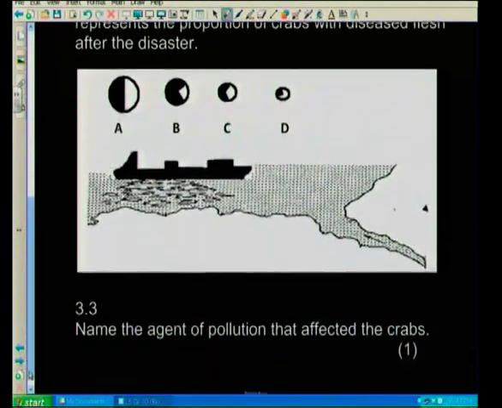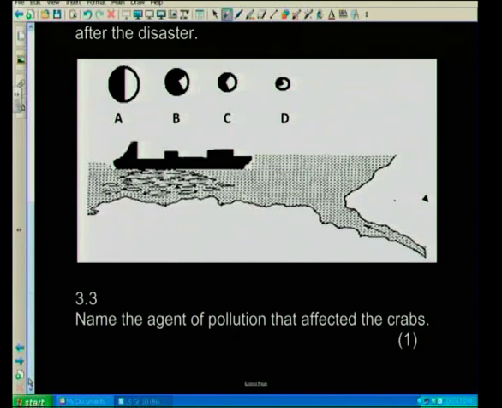Same diagram, and we're going to look at the next question. It says now, name the agent. The agent means what was the cause of the pollution. What caused the pollution? And we can see in the diagram, all that oil, you read in the information, it was an oil tanker.